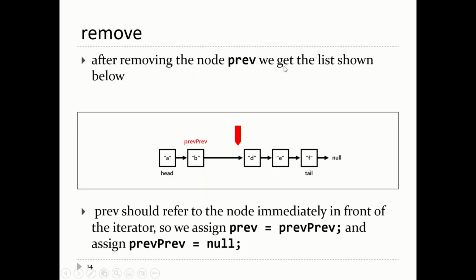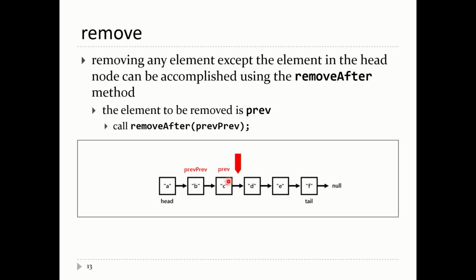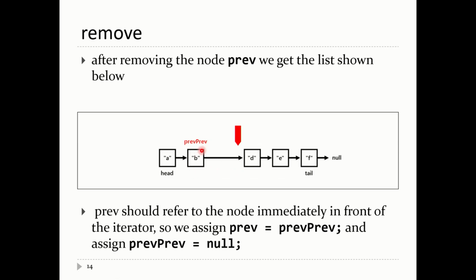Okay, so after removing the node previous, you end up with the following. If I remove that node right there, then B is now linked to D. Previous-previous is this node here. Now remember that in order for this iterator to work properly, the element immediately before the iterator is supposed to be called previous. So that's easy to fix. Just assign previous-previous to previous, and set previous-previous to null.